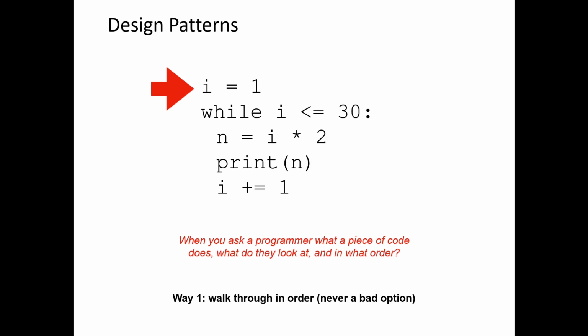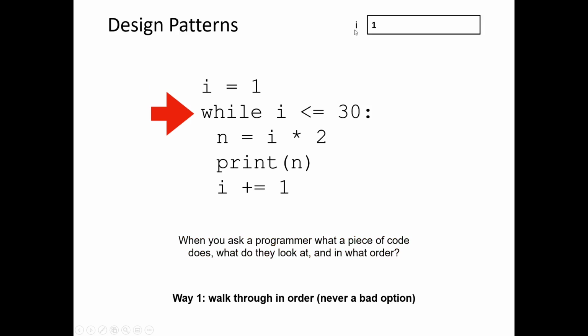One way we can think about it is that we can just walk through the code in order and think about what's happening. This is never a bad option. It's called tracing. We use it frequently when we go through things like Python Tutor and talk about the sequential in-order execution. So in this case, the very first thing that happens is line 1. We declare a variable i. We assign it the value 1. All right, there we go. I've got a little box up here where I'm keeping track of my variables, and I currently have the value 1.